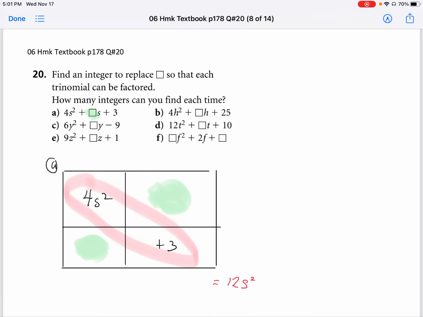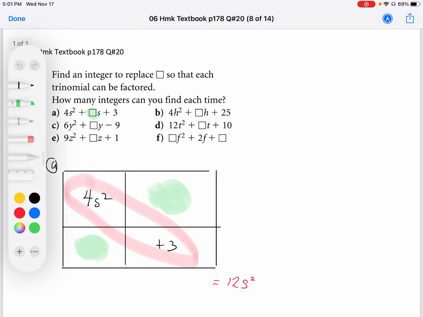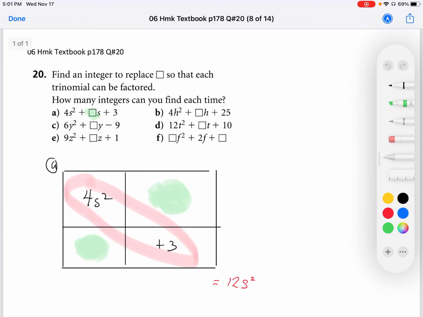In question number 20 on page 178, we're trying to find an integer to replace the box so that each trinomial could be factored. They've given us the first term and the last term, and we have to figure out what the middle term is going to be. So what I've done here is I've put this into our box here.